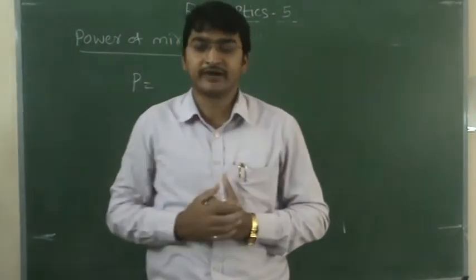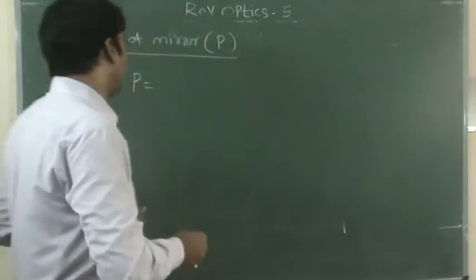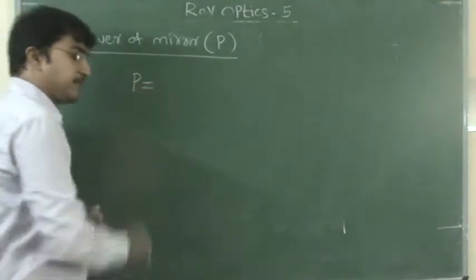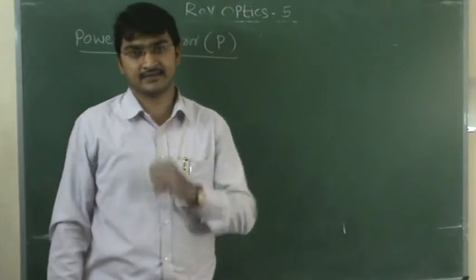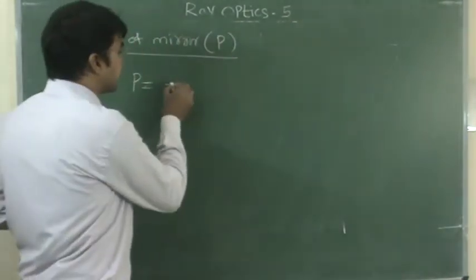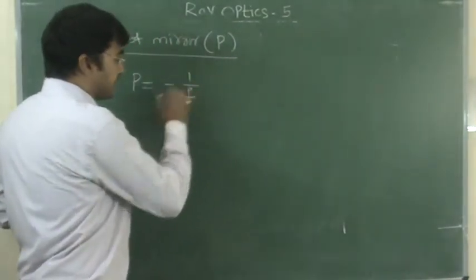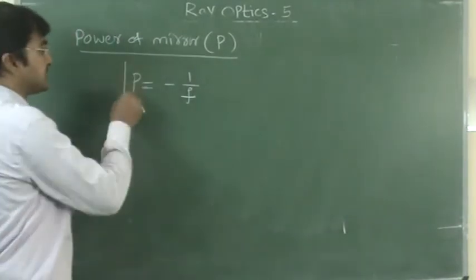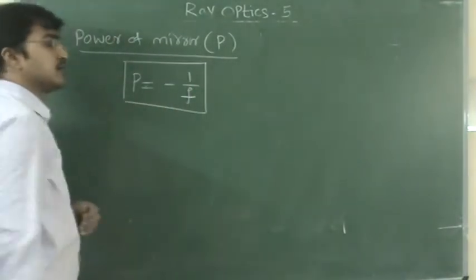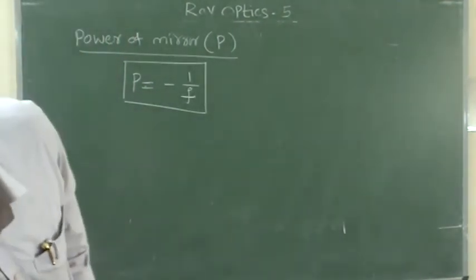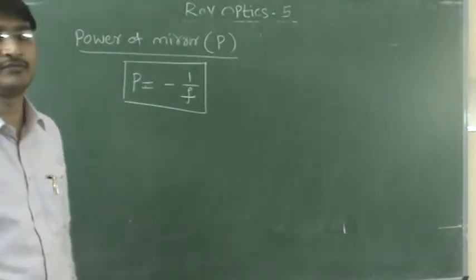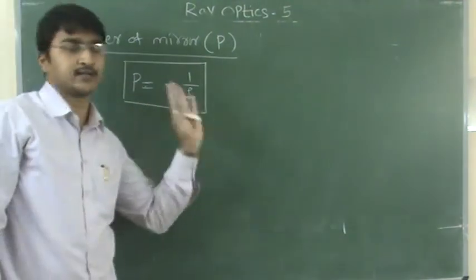So how to find that power? Remember that power is numerical. Power is a reciprocal of focal length. In case of mirrors, we can say 1 by f. So remember this. The simple definition for power: power is nothing but the reciprocal of the focal length of the mirror.